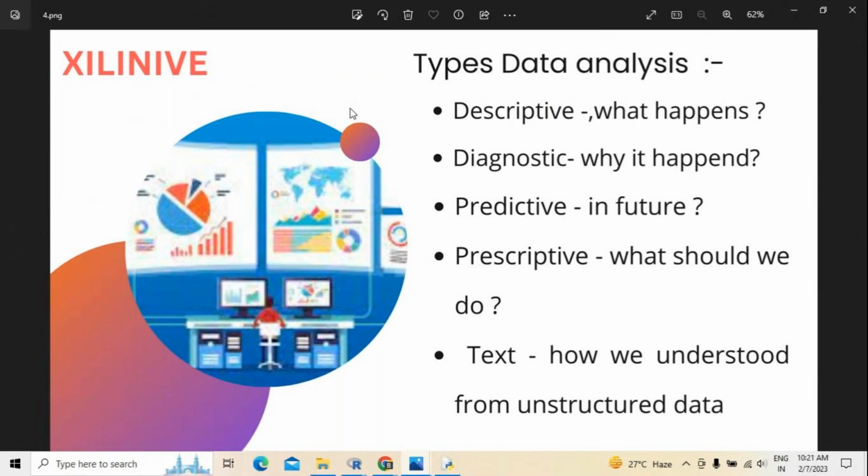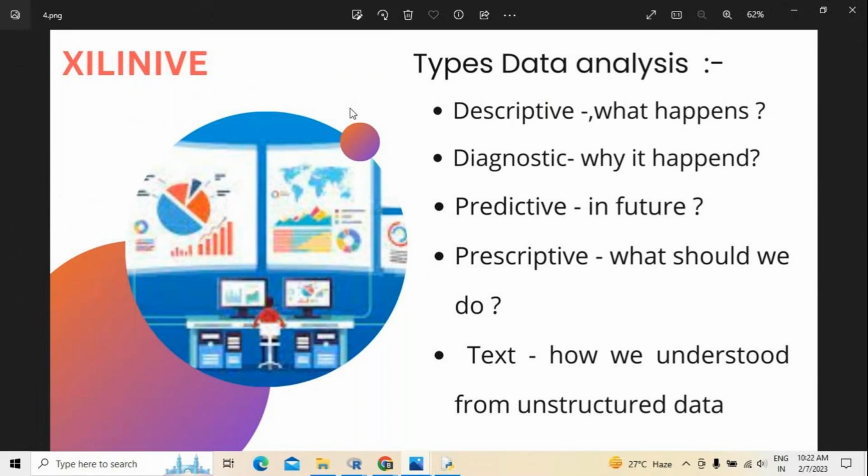Whereas the second point we call diagnostic analytics. Diagnostic analysis is majorly to know about the root cause: why it happened, what was the reason behind that. To know about the root cause, diagnostic analytics is being used. Because descriptive analysis majorly focuses on the kind of problem, what happened, right? At the same time, diagnostic analysis will tell you why it happened. What was the root cause behind the problem which happened? To know that, generally diagnostic analysis will be used.